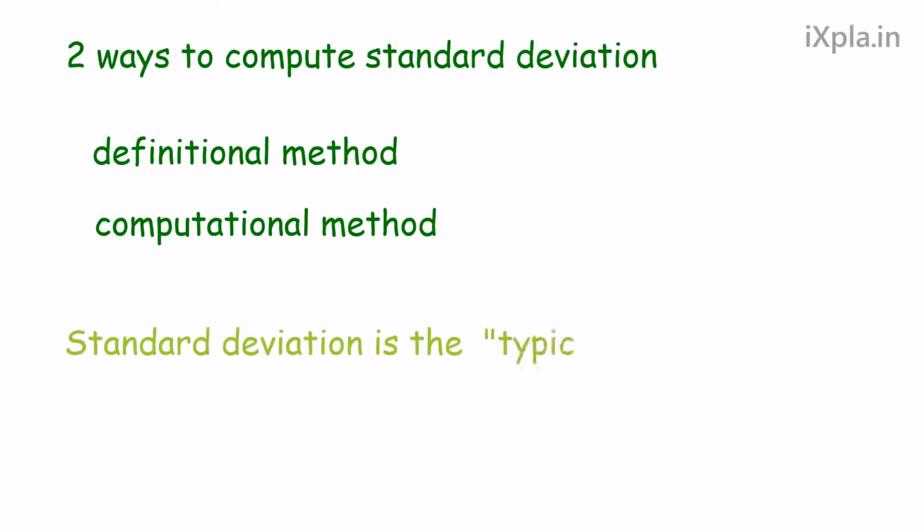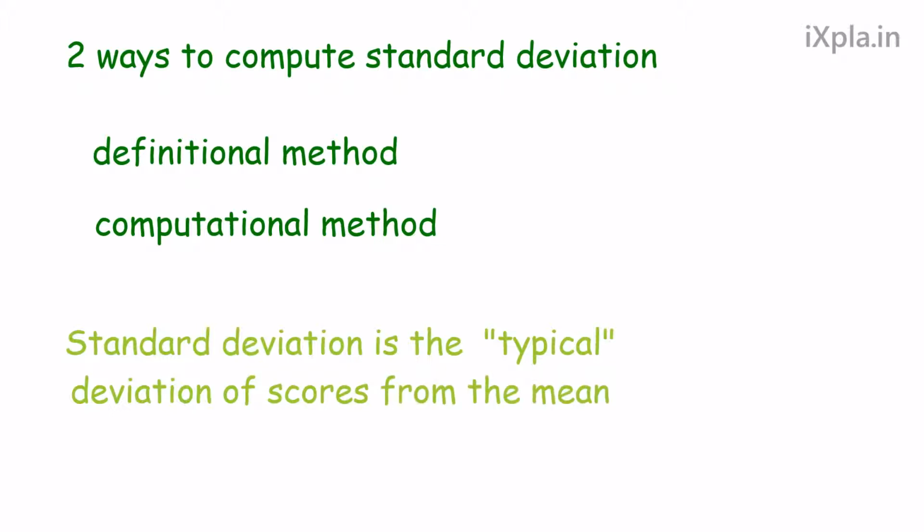One way of thinking about the standard deviation is the typical deviation of scores from the mean. Now, I'm going to describe what that means for you in a second, but the definitional formula is going to help explain what that definition means. After working through the definitional formula, this verbal description will probably make more sense to you.